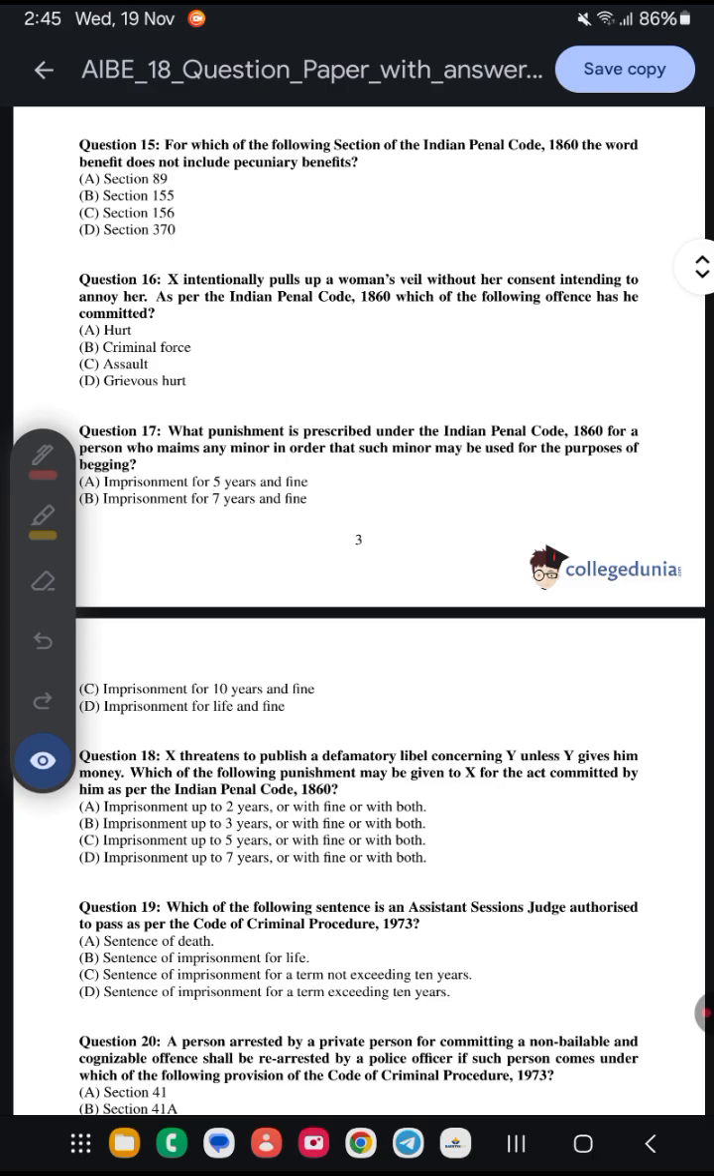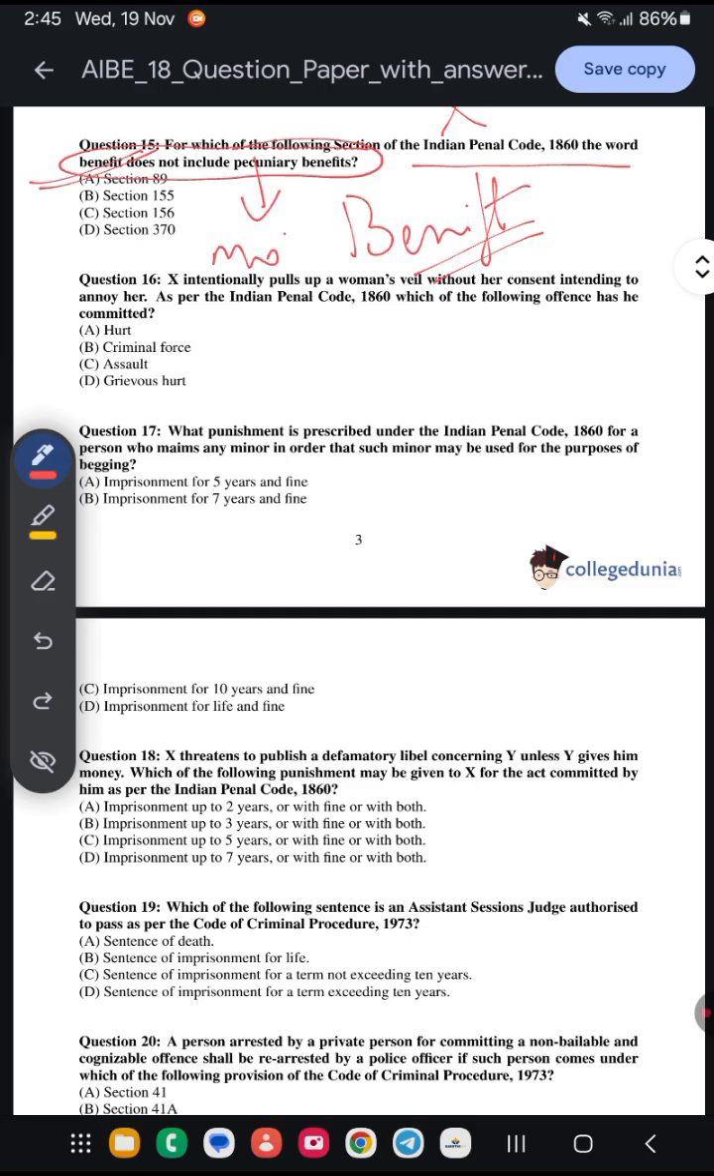Next question is question number 15. In which of the following sections of the IPC 1860 does the word benefit not include pecuniary benefits? The answer to this question is section number 89. If you look into each section, you will be able to understand that. Benefit in section 89 implies well-being and not money. Pecuniary benefit is money-related benefit, so this is not there in section number 89.